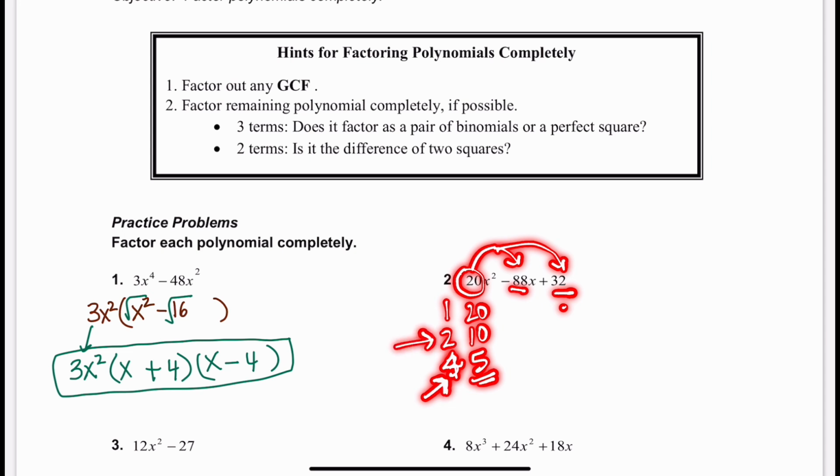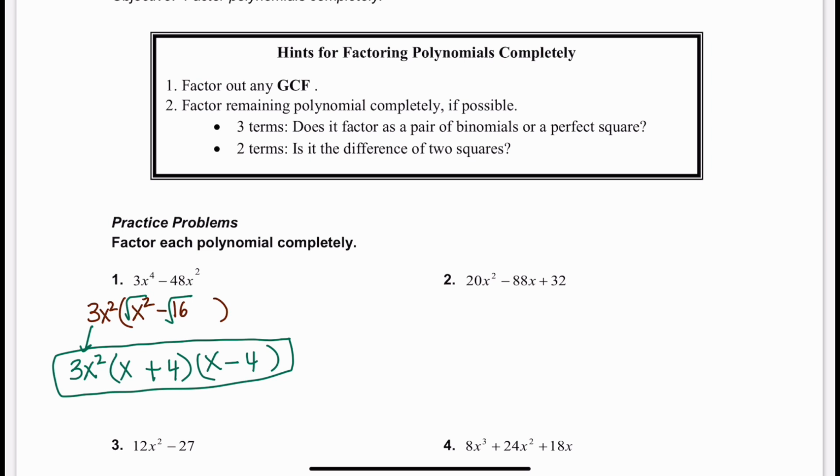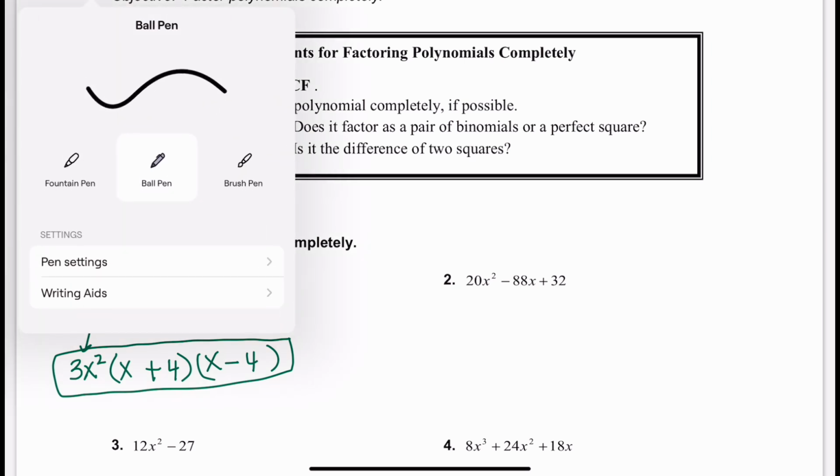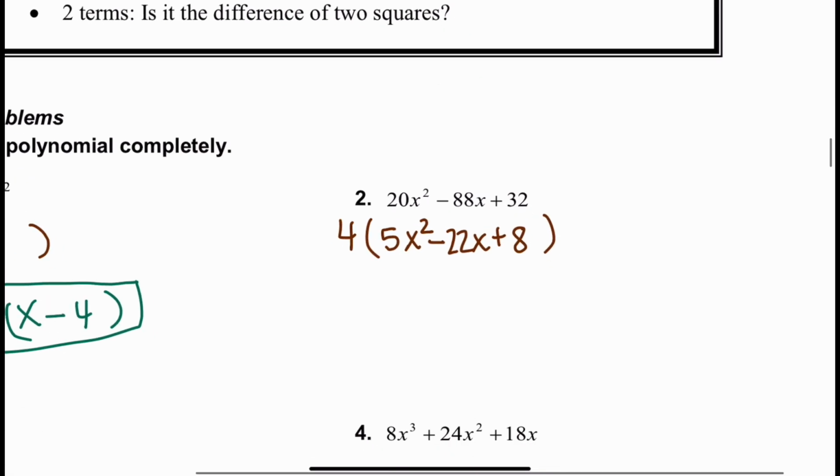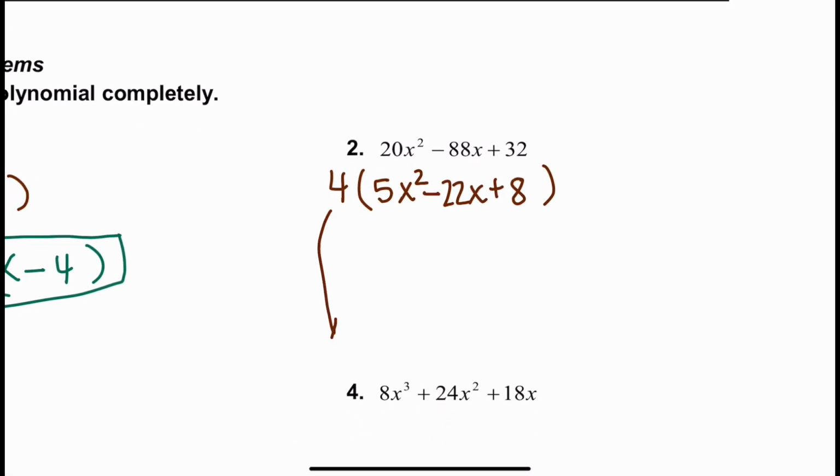So even though 2 goes in, we want to take out the greatest number that will go into all of these numbers, which is 4. So I'm going to pull a 4 out of all of these. I'm just going to divide each piece by 4. So 20 divided by 4 is 5x squared. 88 divided by 4 is 22x. And 32 divided by 4 is 8. Now I want to make sure I have a 4 as part of my answer. So I'm just going to draw an arrow down, but then after that I'm going to ignore it. But I do want it in my answer. So I'm only going to look at what's in this parentheses now.